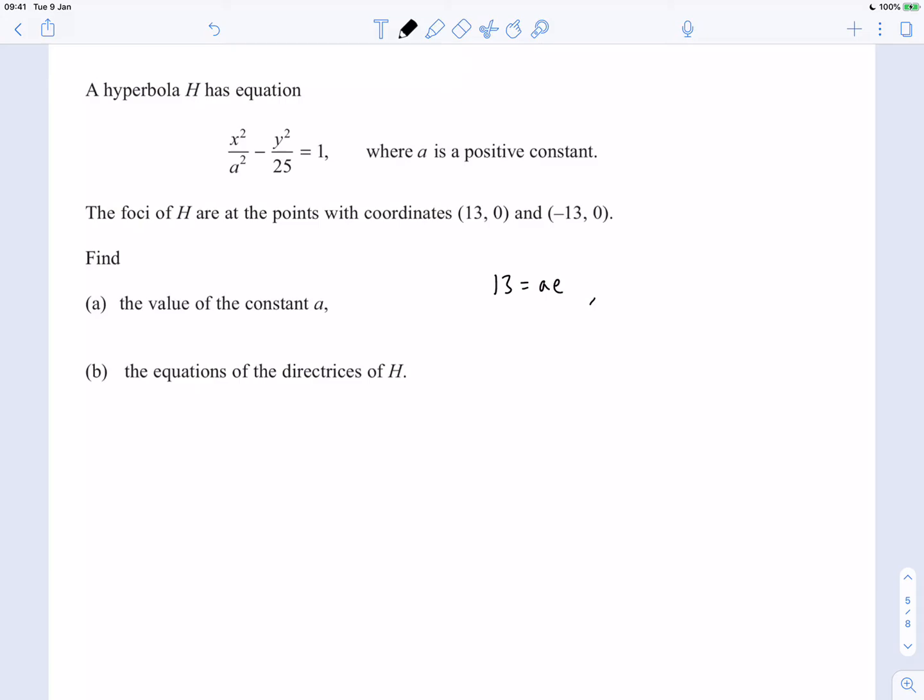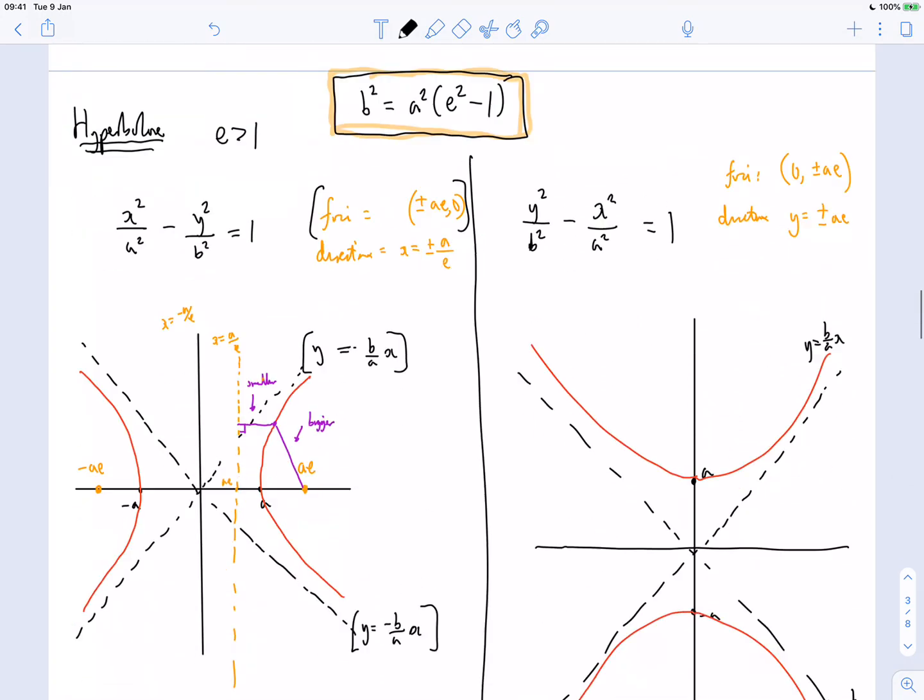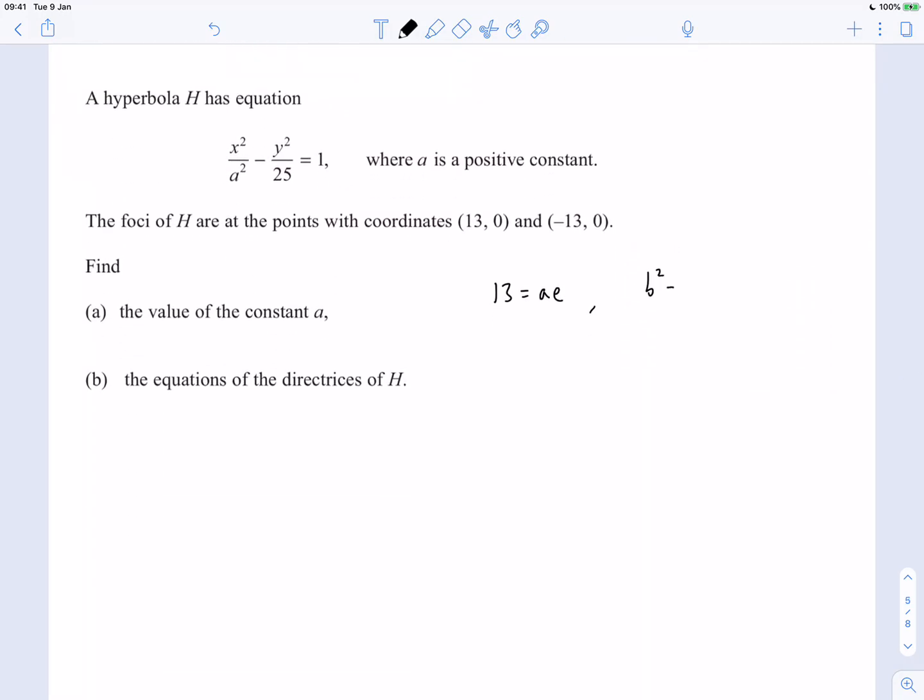Okay, next up, I also know that for a hyperbola, b squared equals a squared lots of e squared minus 1. Well, I know what b squared is, because b squared is 25. Remember, this is in the form x squared over a squared minus y squared over b squared equals 1. So I know that 25 equals a squared times e squared minus 1.